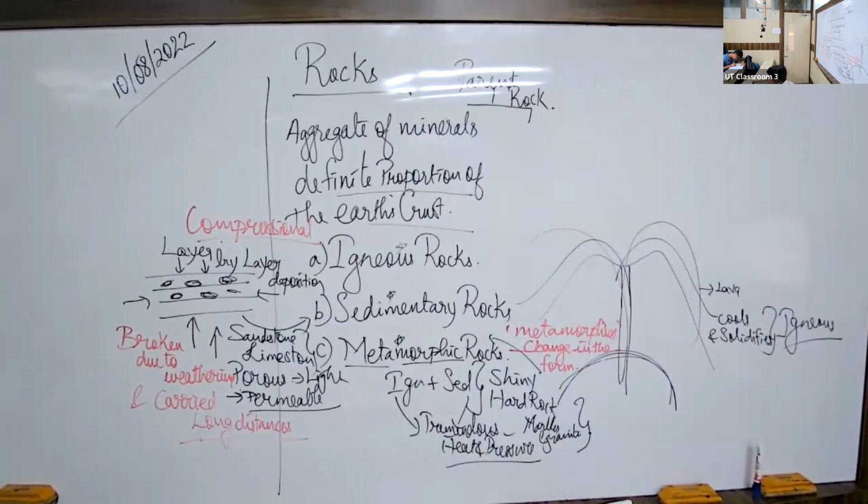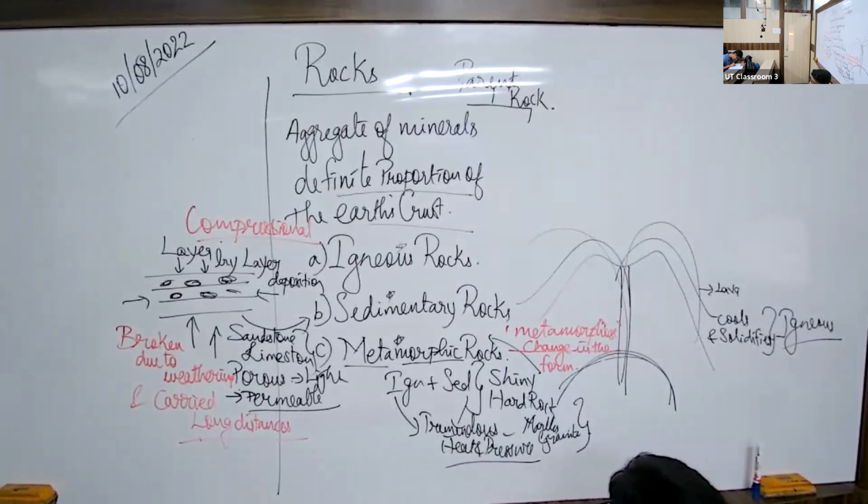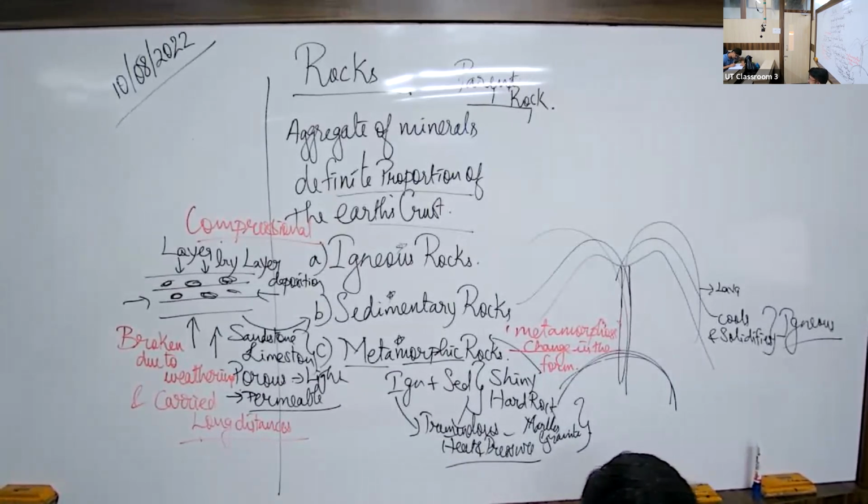These rocks are mainly formed when igneous and sedimentary rocks. You write IGN short for igneous and sedimentary SEDI. Understood? And then for rocks you write capital R.